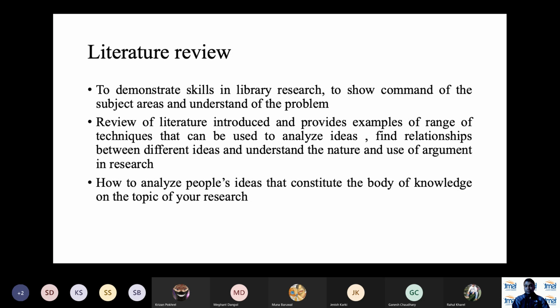When you review the literature, it provides a range of examples that have been used: techniques, analysis processes, methods, procedures, theoretical aspects, or any other research method that has been applied in that particular field or area. It shows how to analyze the people's ideas that constitute the body of knowledge on the topic of your research. You get some insight into how to analyze those ideas, meaning the knowledge that has been explored by that literature. You are going to analyze that part, and that also can be generated by reviewing the literature.